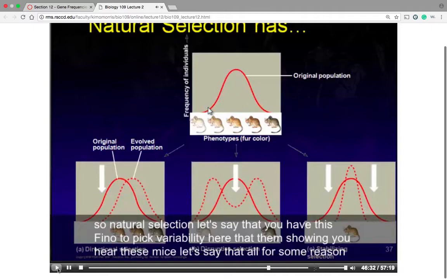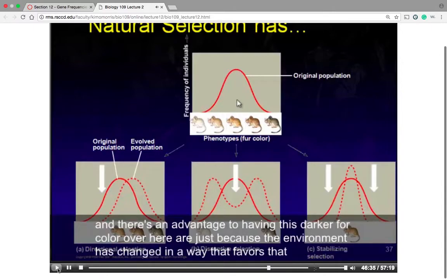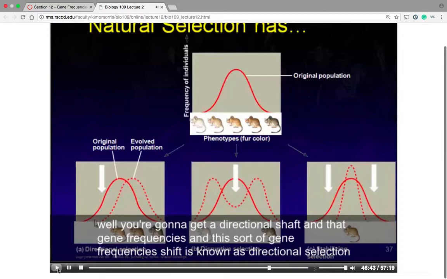Let's say that, for some reason, there's an advantage to having this darker fur color over here just because the environment has changed in a way that favors that. Well, you're going to get a directional shift in the gene frequencies. And this sort of gene frequency shift is known as directional selection.